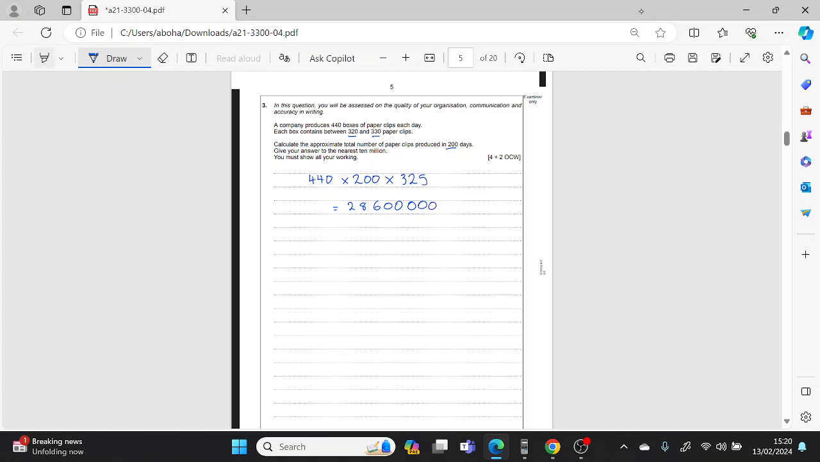So let me recap quickly what I've done here. 440 is the number of boxes per day. 200 is 200 days. And the 325 is the fact that I am approximating the number in each box, because it's between 320 and 330. So I've just taken the middle number, okay? 325 to play safe. Now they want the number to the nearest 10 million. So obviously I have an answer here of 28 million and 600,000.